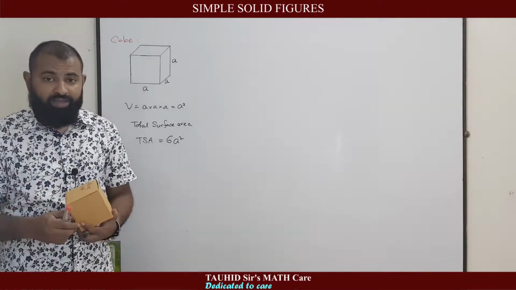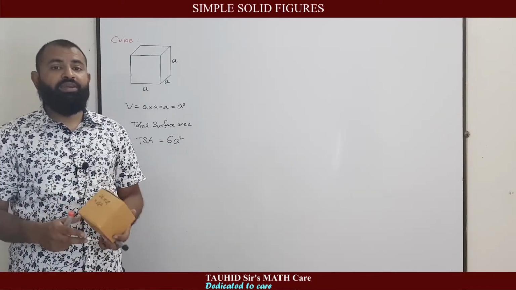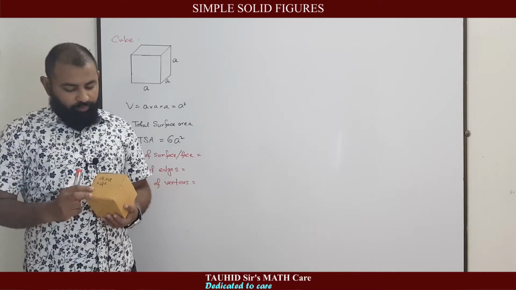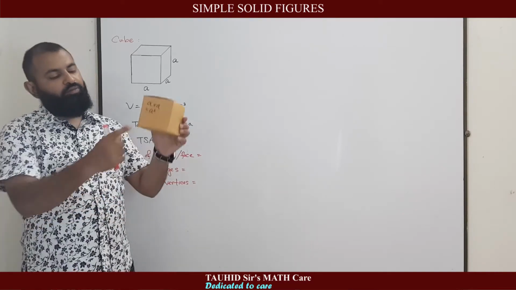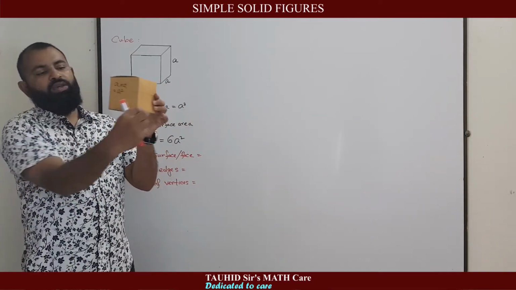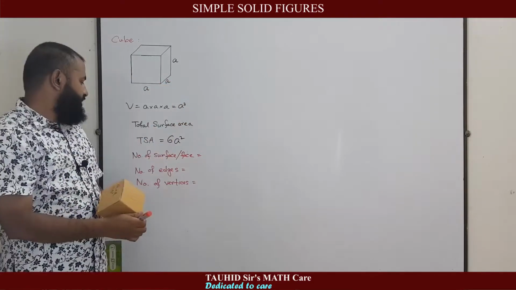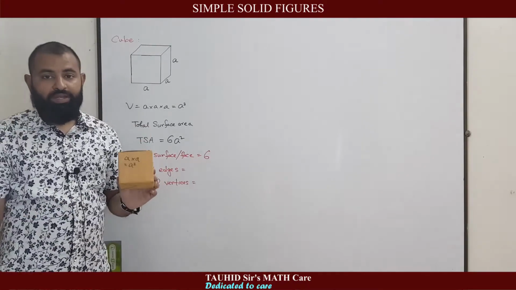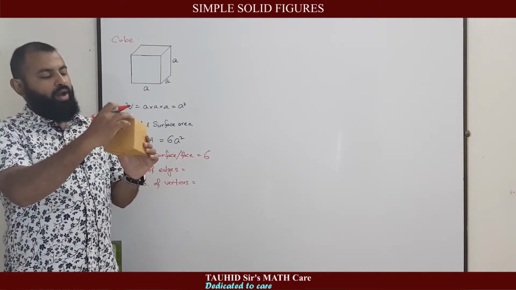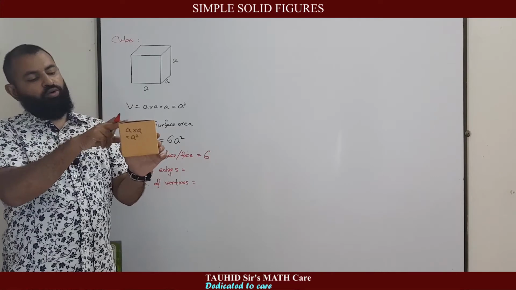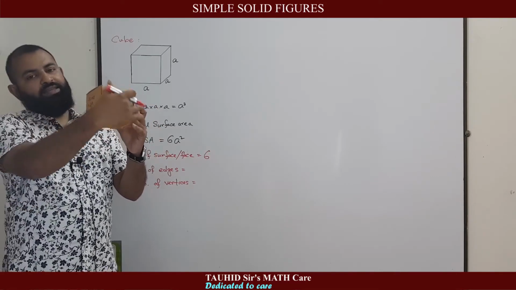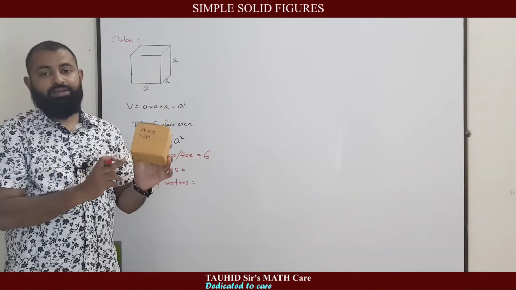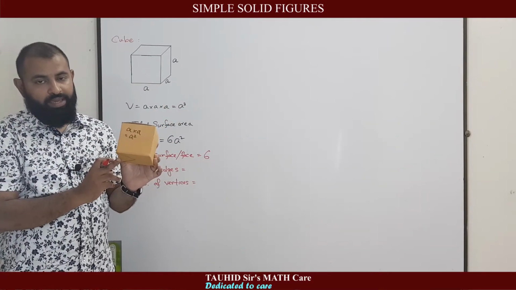So if you are asked how many vertices, how many edges, how many faces you have, how to answer? First of all, how many surfaces does it have? 1, 2, 3, 4, 5, 6. It has 6 surfaces or faces. Secondly, how many edges does it have? 1, 2, 3, 4, 5, 6, 7, 8, 9, 10, 11, 12. It has in total 12 edges.